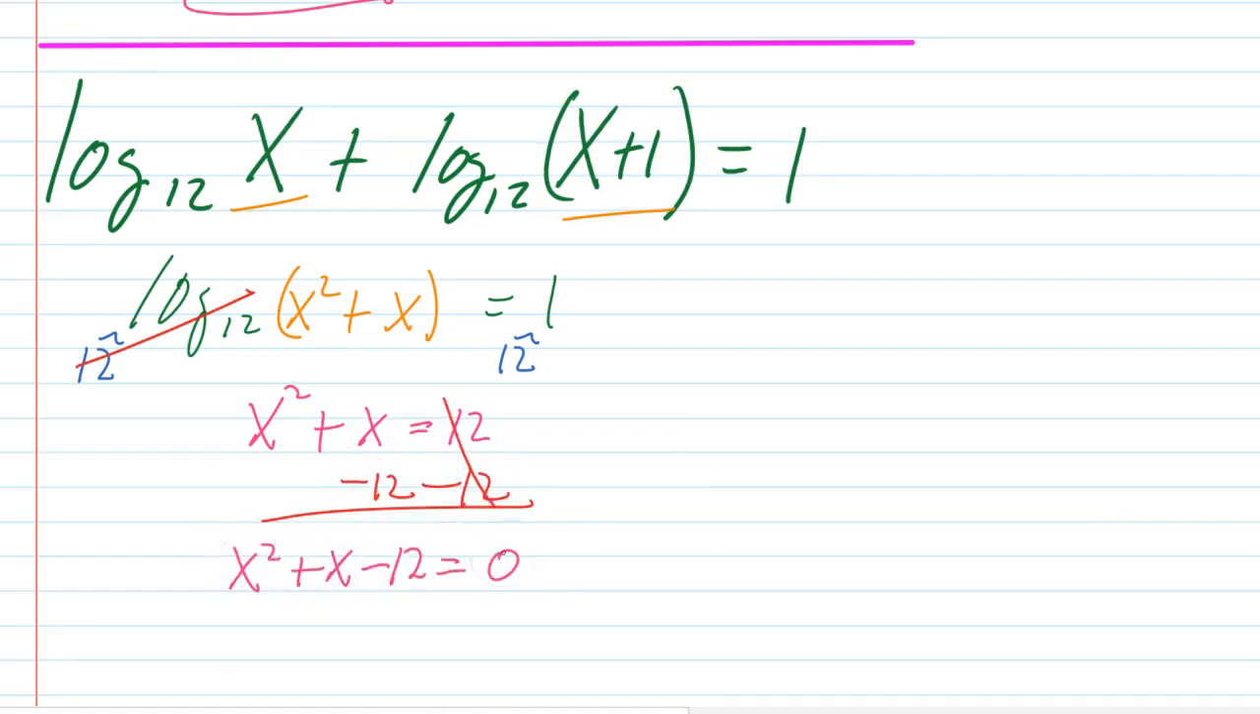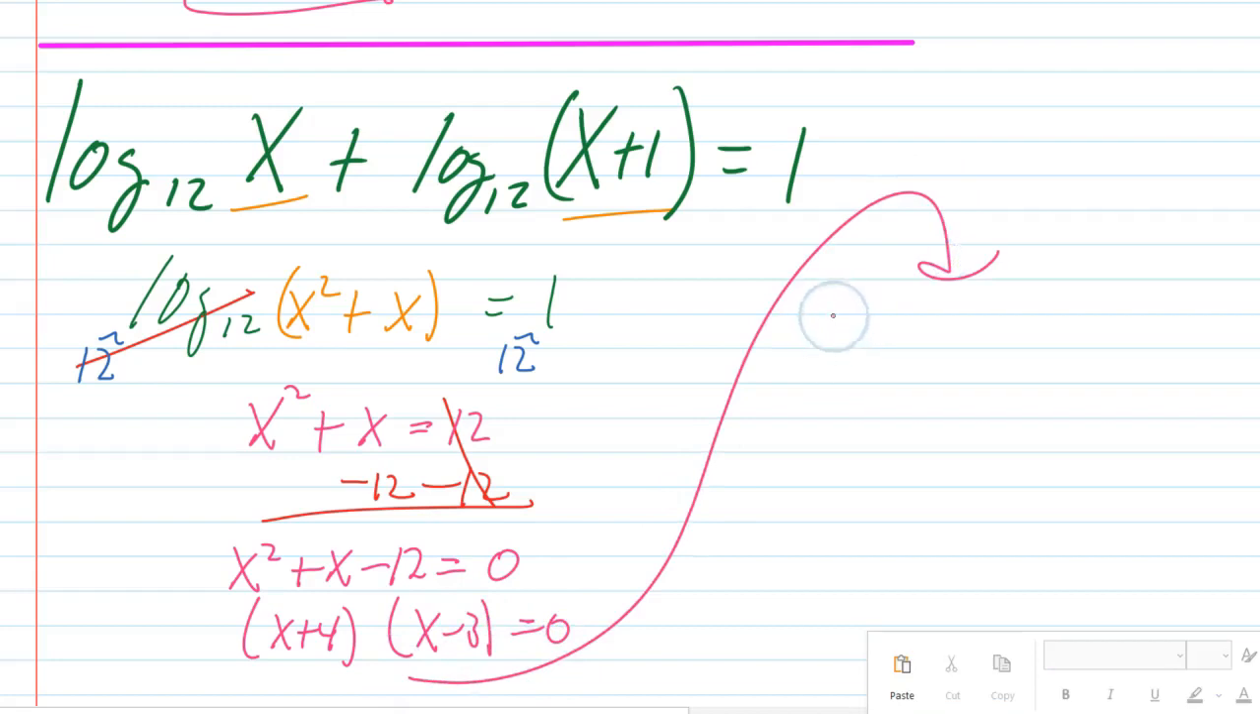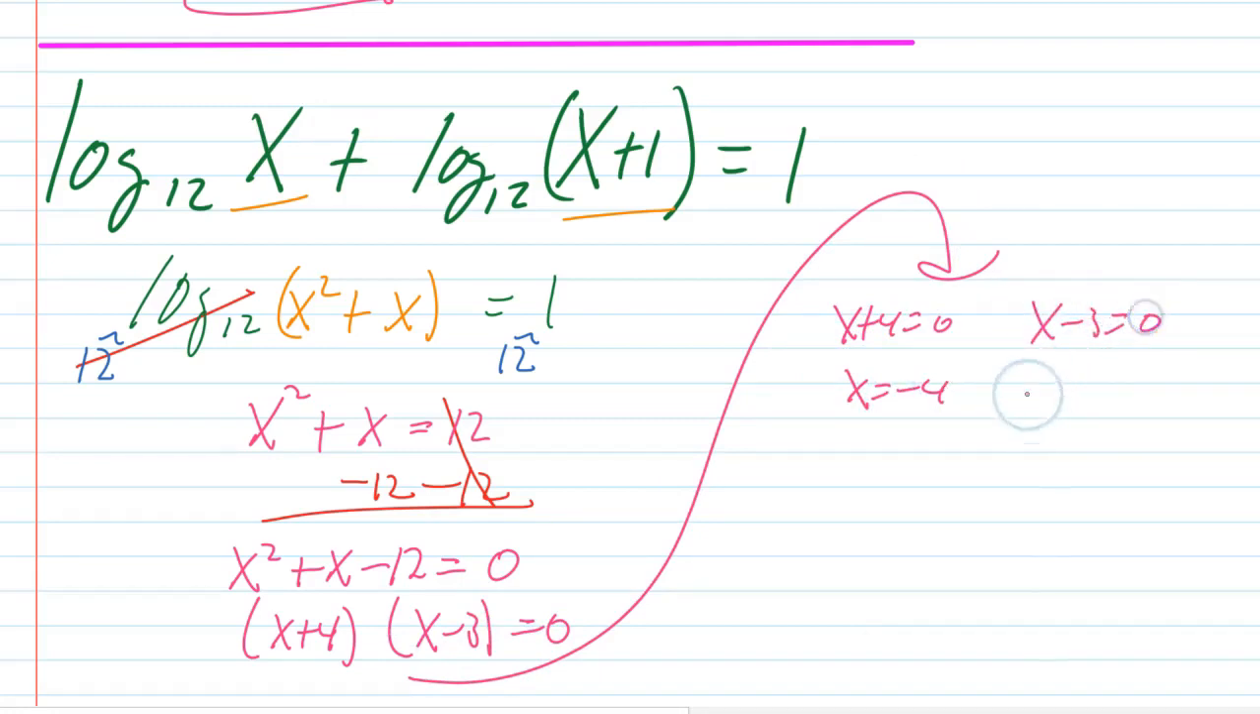I can solve this by factoring, and that would give me (x + 4)(x - 3) = 0. And then I'm left with x + 4 = 0, which means x is going to equal negative 4, and x - 3 = 0, which gives me x equals a positive 3. Now here I have two possible answers. I need to plug it back in to find excluded values.